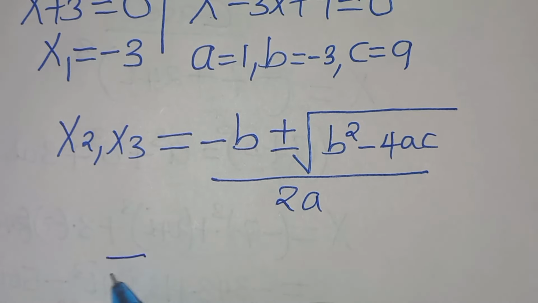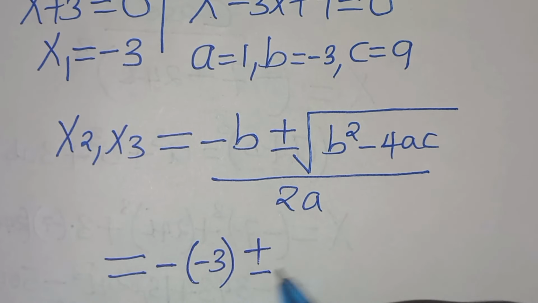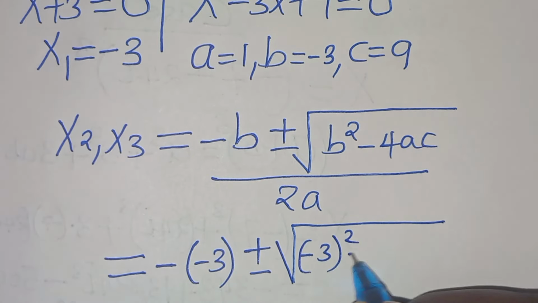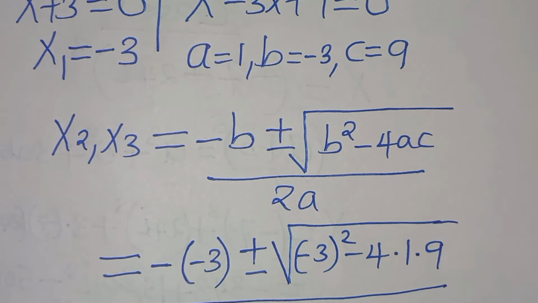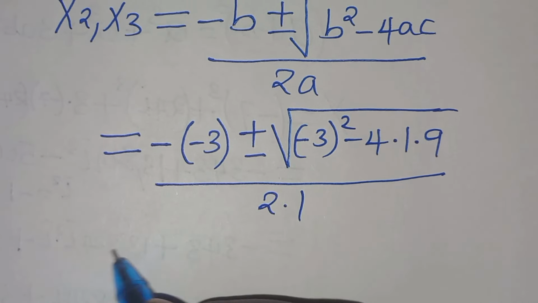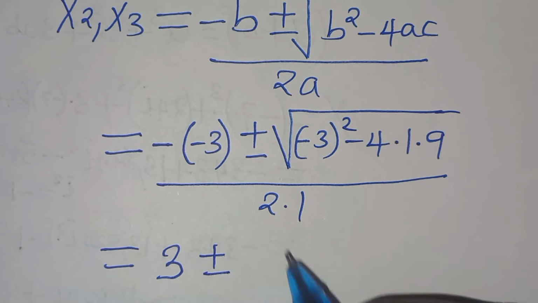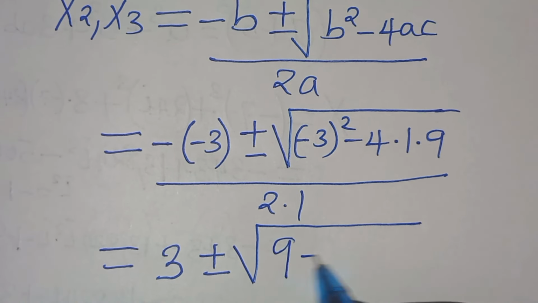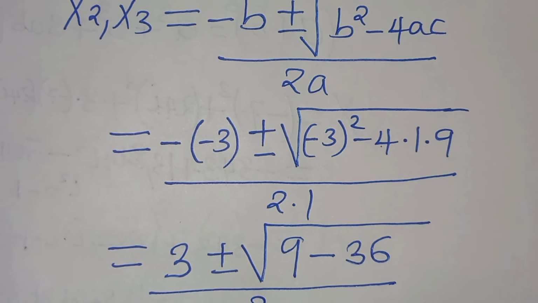Now this implies that we have minus minus 3 plus or minus the square root of minus 3 to the power of 2 minus 4 times a, which is 1, times c, which is 9, everything divided by 2 times 1. So therefore, minus times minus 3 is 3 plus or minus the square root of minus 3 squared, which is 9, then subtract 4 times 9, which is 36, everything divided by 2.